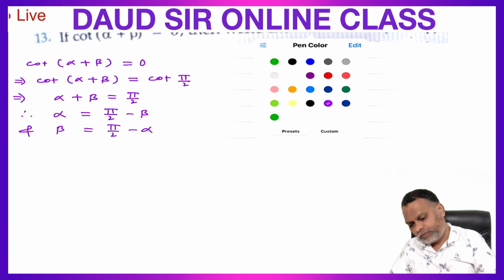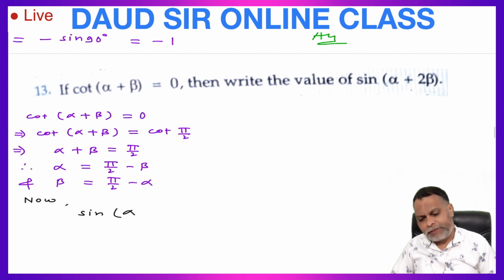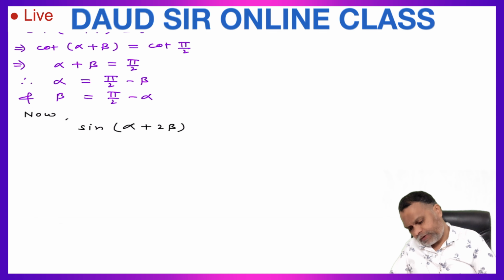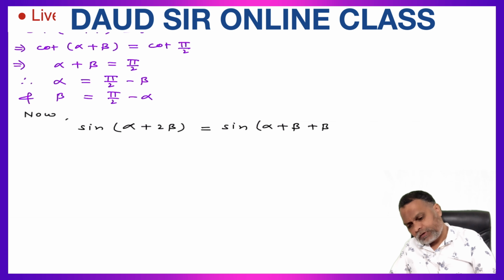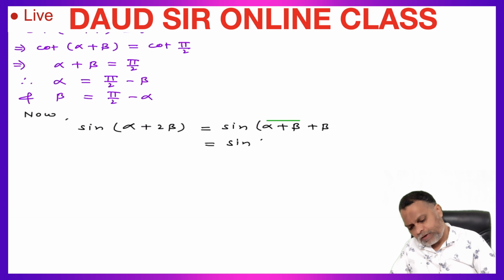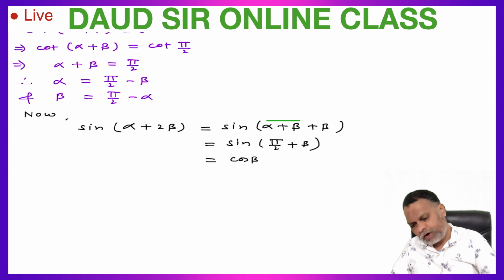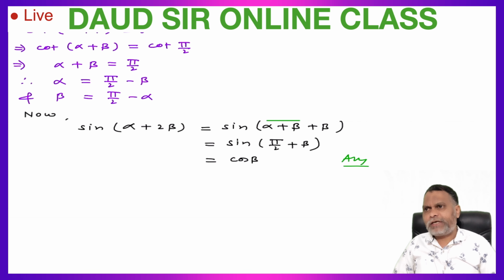Now sin of alpha plus 2 beta is equal to, you can write this sin of alpha plus beta plus beta. So this alpha plus beta we can put pi by 2, so which is equal to sin of pi by 2 plus beta. So sin 90 plus theta, 90 plus theta lies in second quadrant. In second quadrant sine is positive, this is sin, so plus. In case of 90, change this sin into cos, so this is cos beta. So value of sin of alpha plus 2 beta is cos beta.